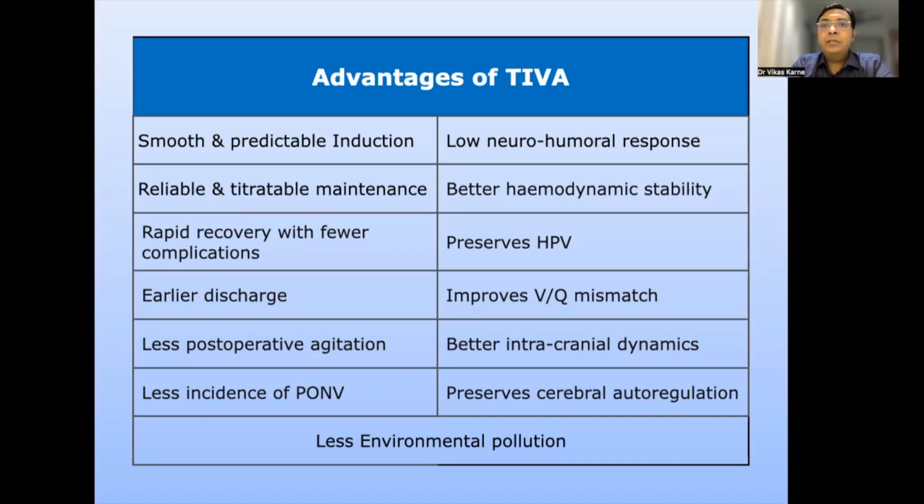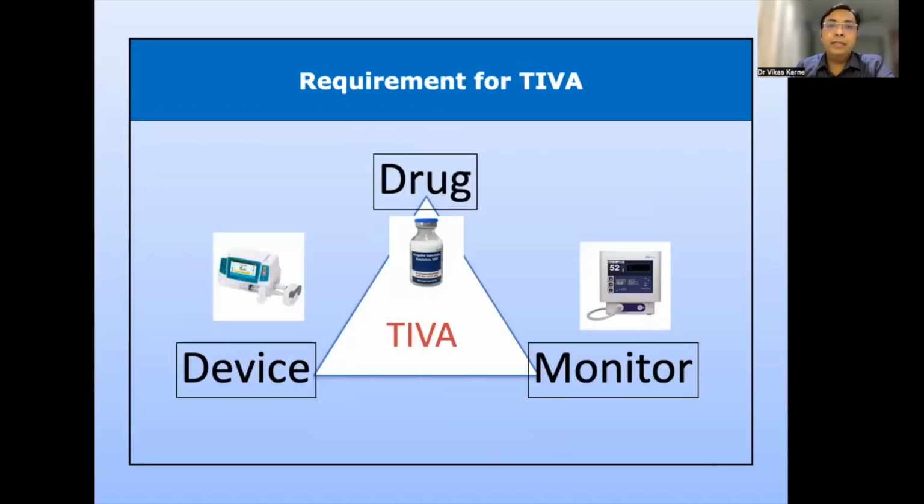It also induces low neurohumoral response, which leads to better hemodynamic stability. It preserves hypoxic pulmonary vasoconstriction and hence improves the ventilation perfusion mismatch. It also provides better intracranial dynamics and preserves cerebral autoregulation. Along with this, it has very little environmental pollution effect. It offers us a basket of advantages.